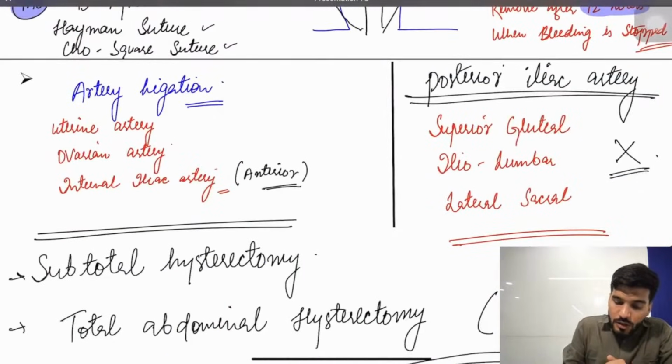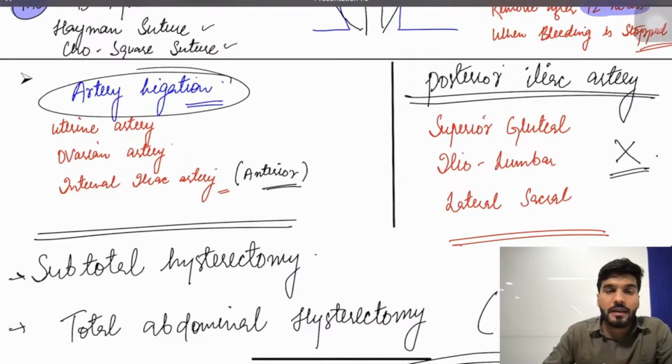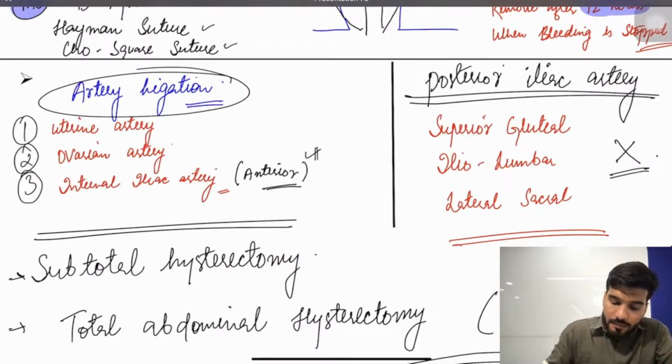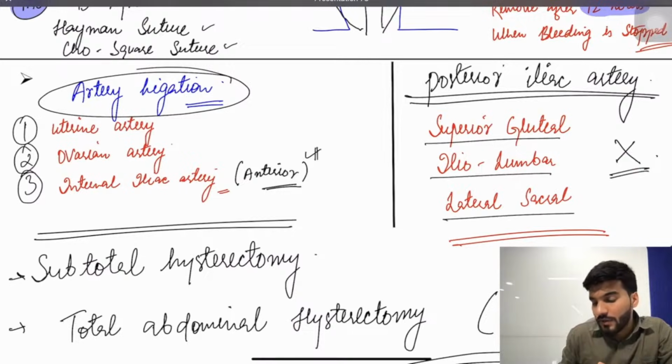Then if the bleeding is still not stopped, we go for artery ligation. Which arteries are ligated? We ligate stepwise. First we ligate the uterine artery, then we ligate the ovarian artery, and then the internal iliac artery. Make sure which branch of the internal iliac artery we will ligate. The anterior branch of the internal iliac artery. Make sure that you will not ligate the posterior one. What are its branches? Superior gluteal, iliolumbar, and lateral sacral.